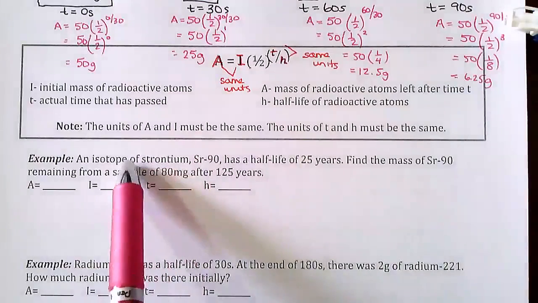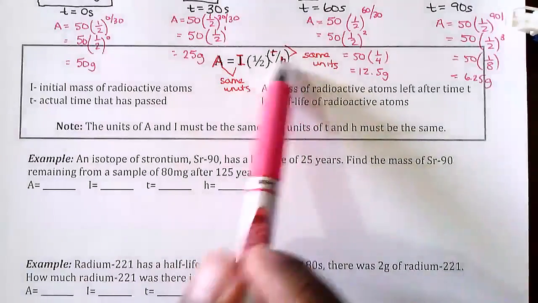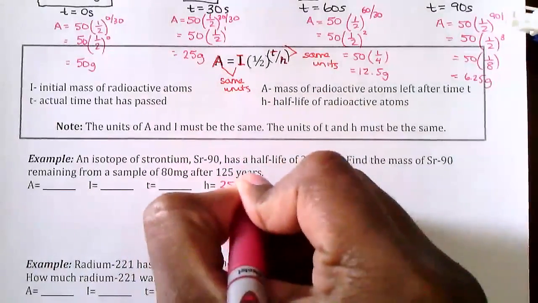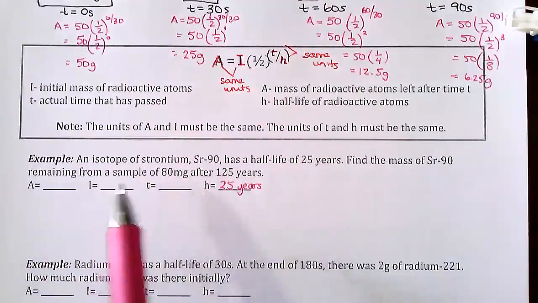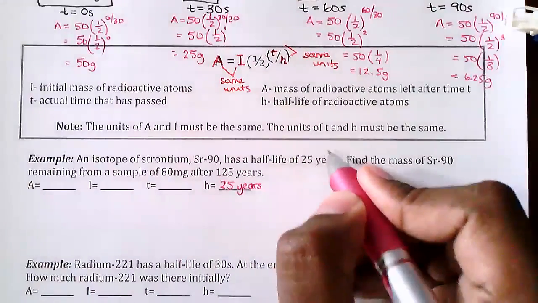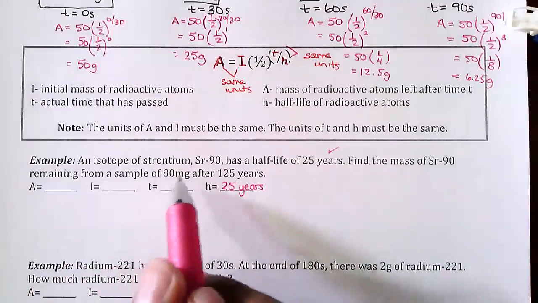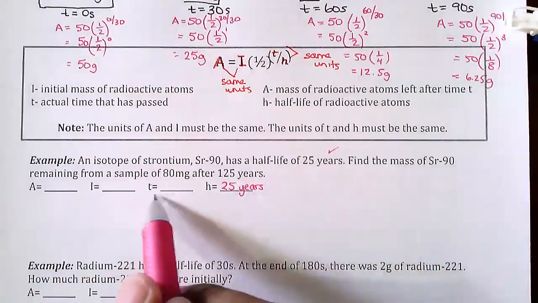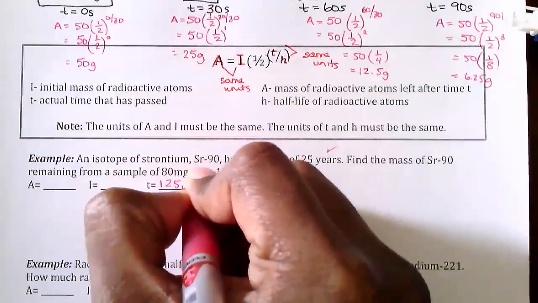So let's read carefully. It says an isotope of strontium, Sr-90, has a half-life of 25 years. We know h represents our half-life, so let's write that in. h is 25 years. I want you to write in the units as well, because remember, these 2 units have to be the same, and these 2 units have to be the same, or we need to convert them before we use them. So we've taken care of this number. Find the mass of strontium-90 remaining from a sample of 80 milligrams after 125 years. So the half-life is 25 years. We know the time that's passed is 125 years.